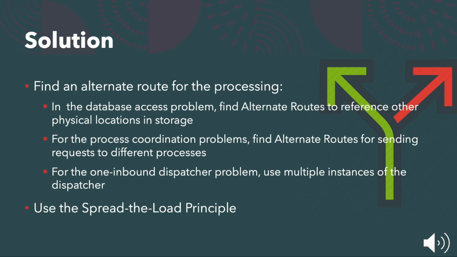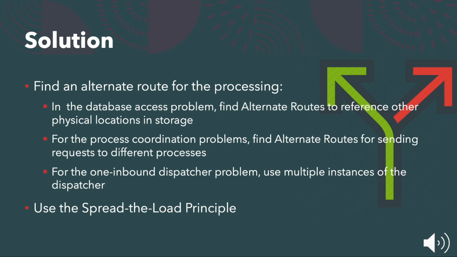The problems that we looked at are all able to be addressed using an alternative routing performance pattern. We create alternate routes by finding patterns that reduce the overall workload and still have a valid outcome. In the database access problems mentioned earlier, we can try to reference other physical locations in storage. This might be accomplished by creating a hashing algorithm that uses separate buckets or working with multiple databases.